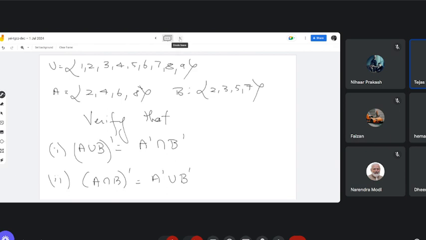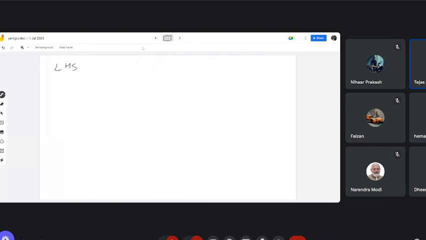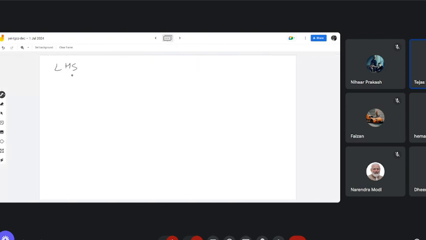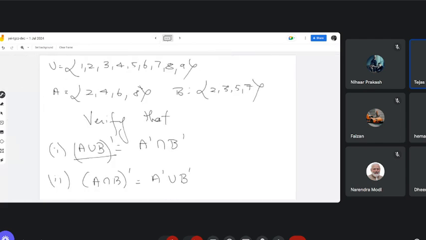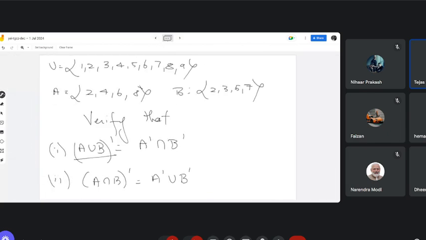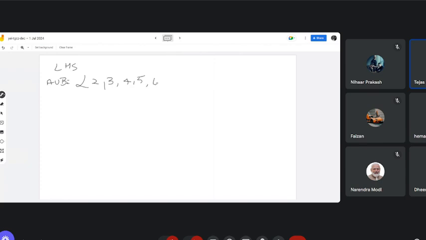Let's start with the left-hand side. So I write LHS. It says A union B whole complement, which means in your head, you should realize it's a 2-step process. First, inside the bracket, it says A union B. Union meaning combine set A and set B, write them together. Set A is 2, 4, 6, 8. Set B is 2, 3, 5, 7. So the answer for A union B will be 2, 3, 4, 5, 6, 7, 8.